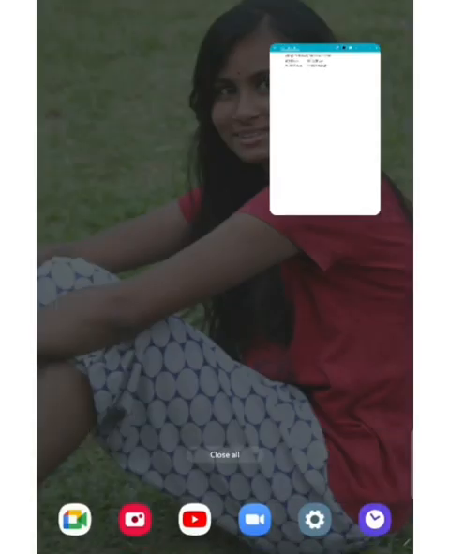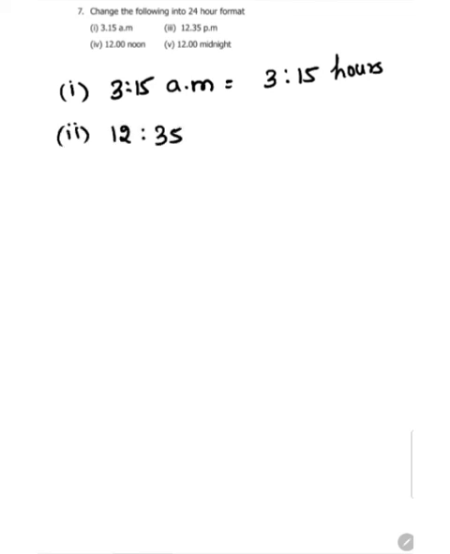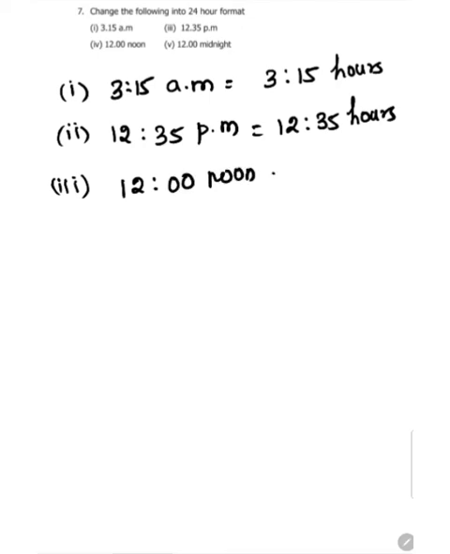Then the next question is: change the following into 24 hours format. The first one is 3:15 a.m. You can write it as 3:15 hours. The second one is 12:35 p.m. You can write it as 12:35 hours. Then the third one is 12 noon. You can write it as 12 hours.